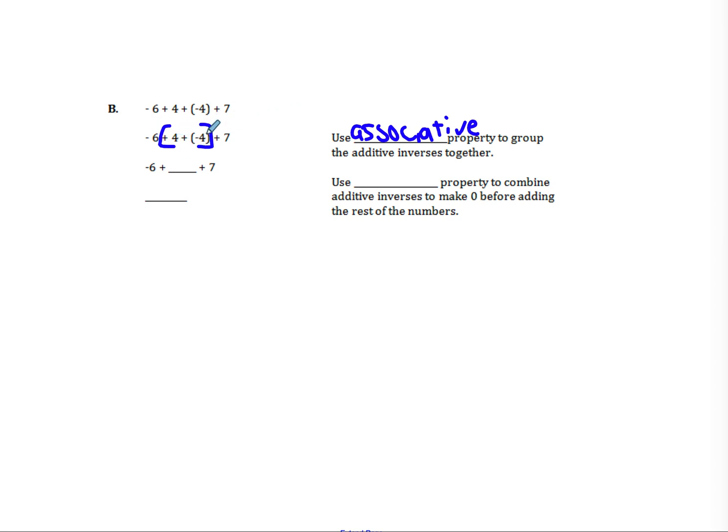All right, so 4 plus -4, those are inverses that equal 0. Combining those inverses, that's the inverse property. Then I just take a look at what I have left. So I have -6 plus +7. That's going to give me a final answer of 1. Different signs, find the difference. More positives, answer is positive.